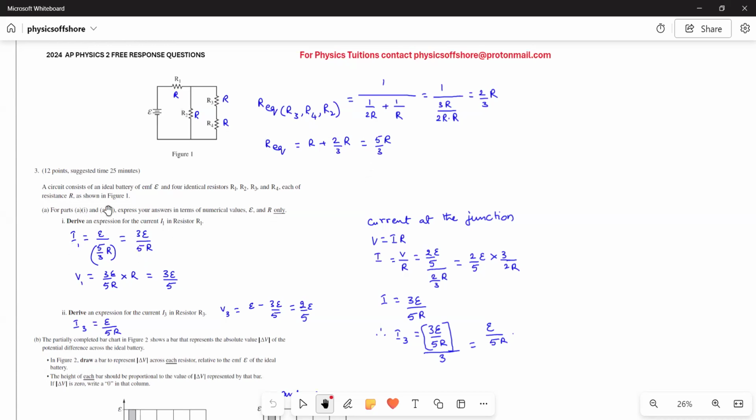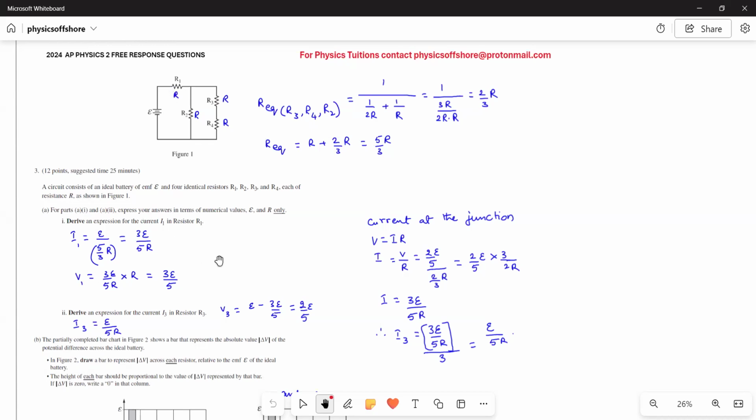Therefore, here I1 is equal to, the voltage is E, am I right? And the resistance is 5/3 R. Therefore, I1 is equal to 3E by 5R. This is the current flowing through the circuit. The same is the current flowing through the resistor R1.